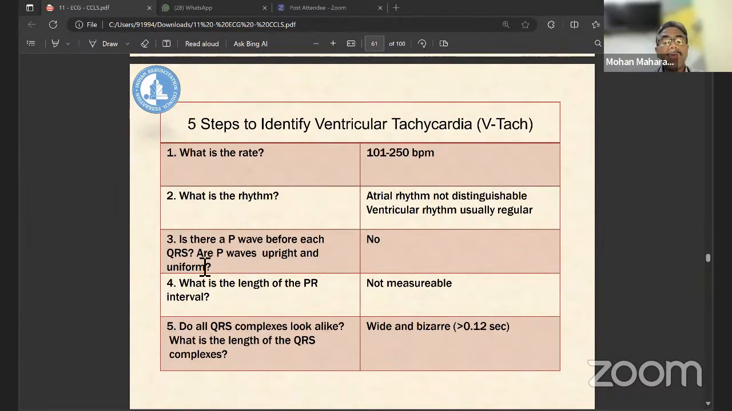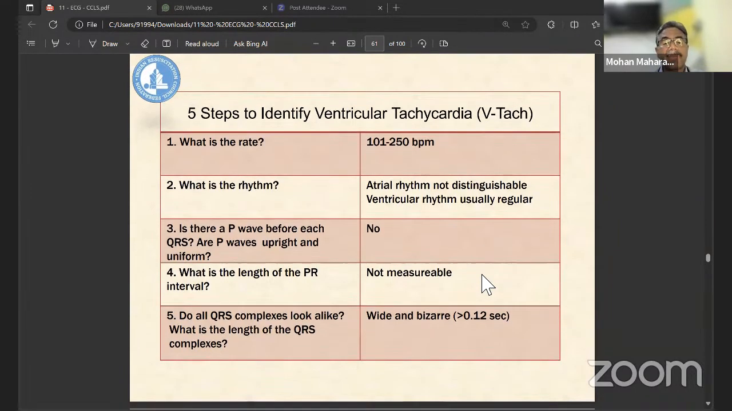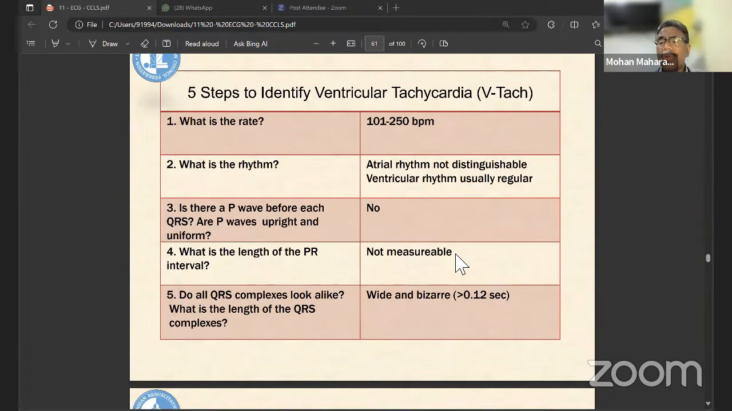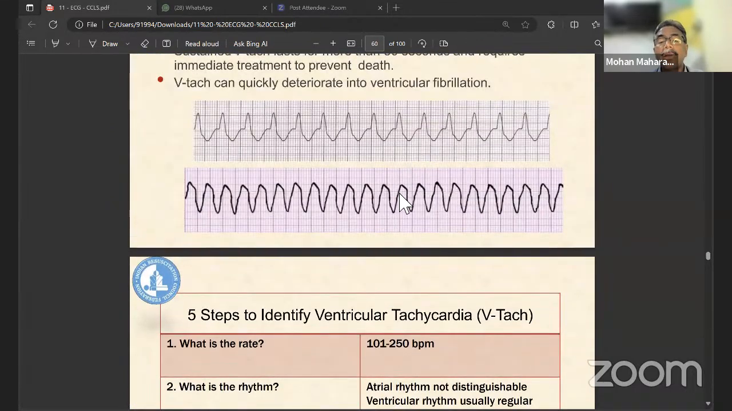The P wave before each QRS: no. The PR interval is not measurable because there is no P wave to measure. The QRS complex looks wide and bizarre, more than 0.12 seconds.